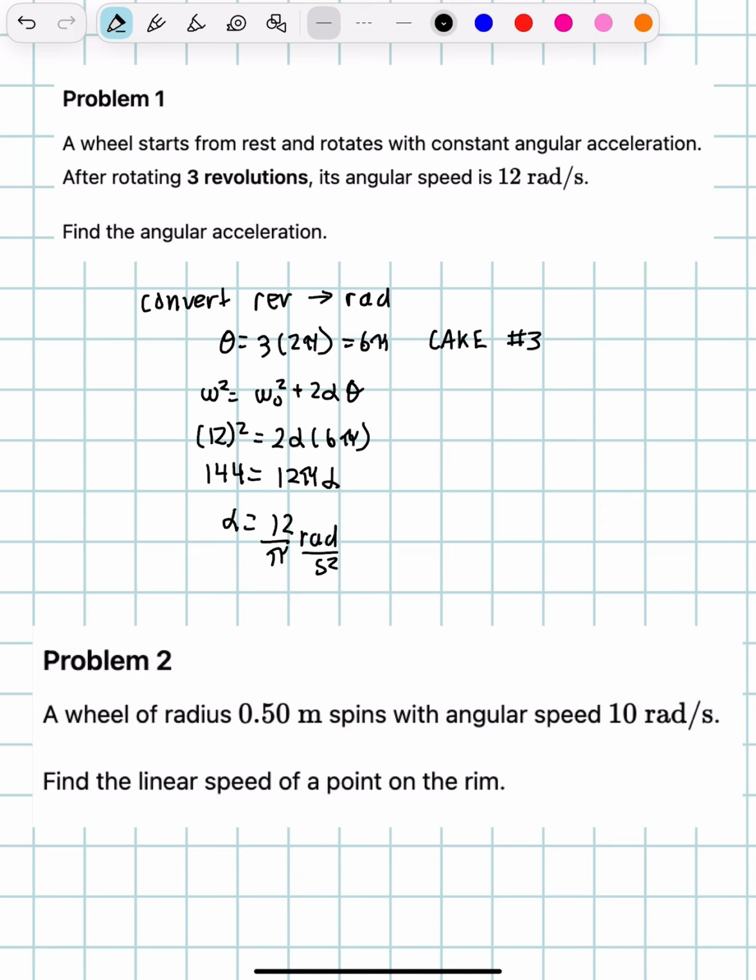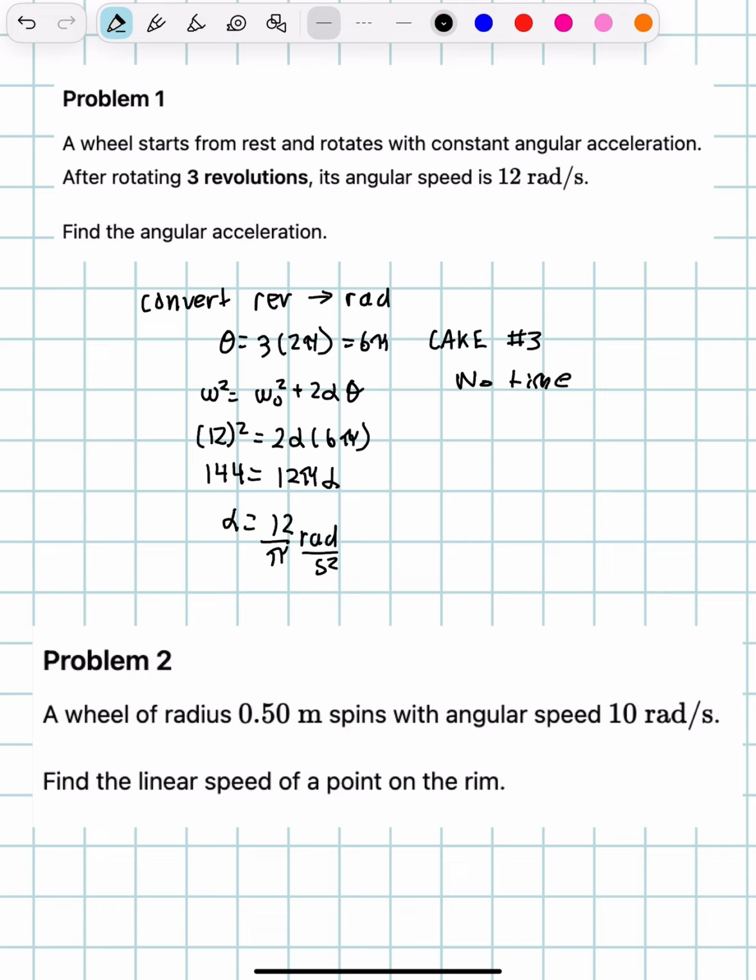And now from here, we're going to use a second kinematic equation. Due to the fact that we are not given time, we have no time, so this is why we use this variant. Essentially it's the third kinematic equation, but just plugged in with the angular analogous variables.